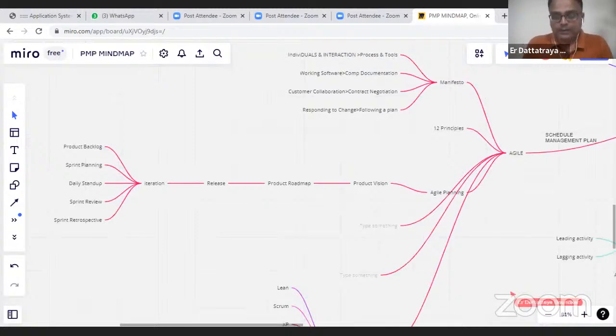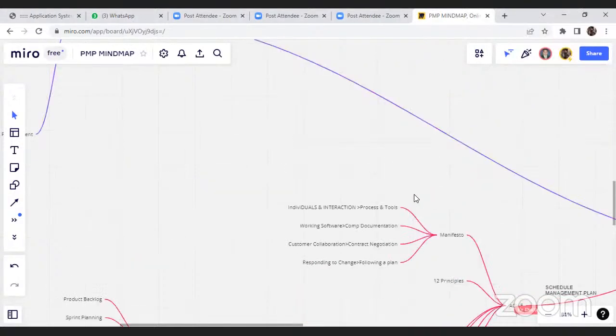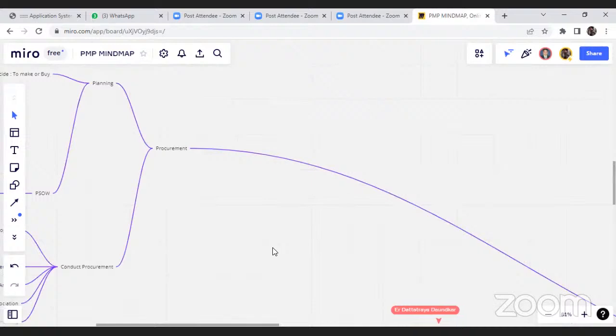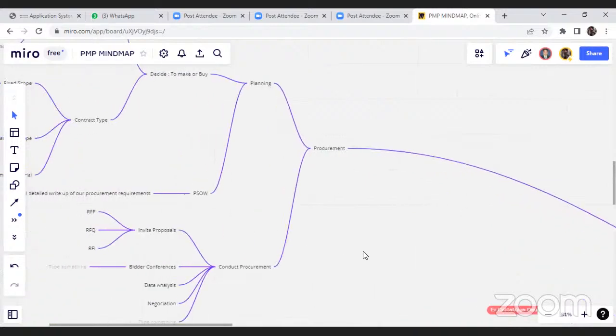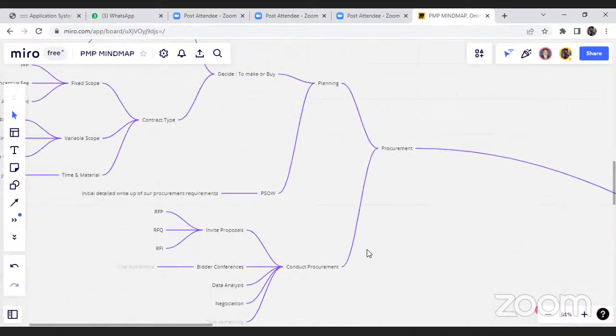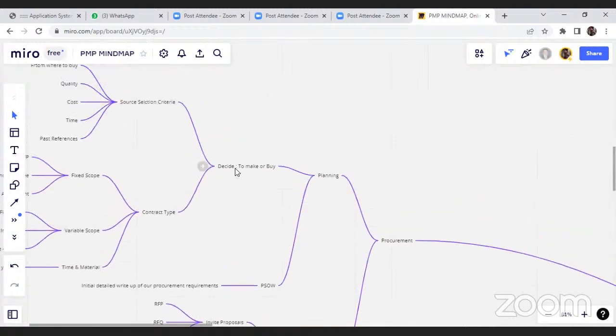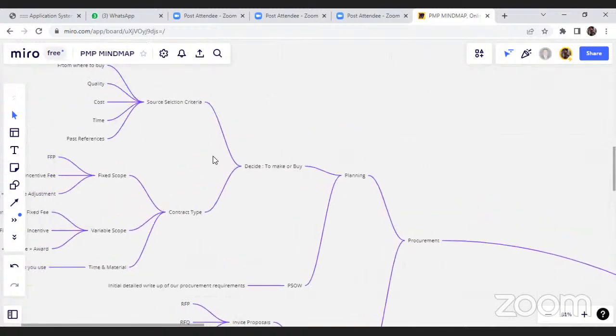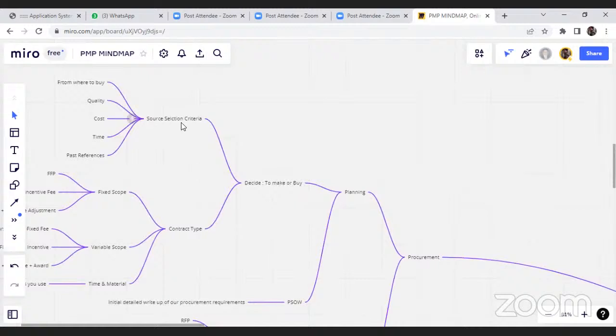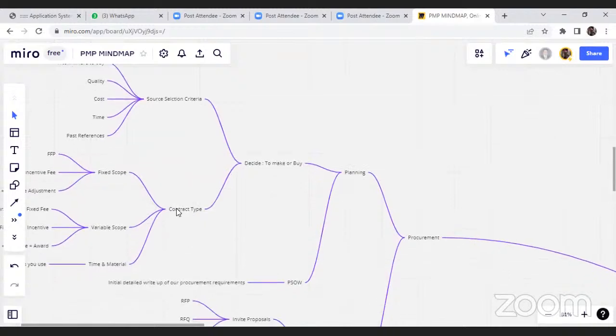So, Ravindra, you can start with the procurement. Yes, for the procurement, yeah.